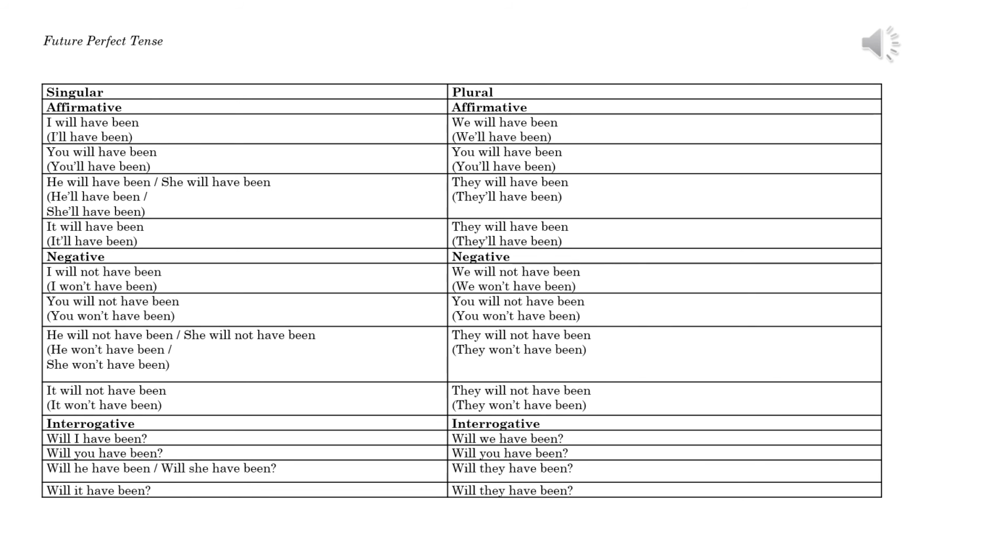Future perfect tense. Affirmative. I will have been. I'll have been. You will have been. You'll have been. He will have been. She will have been. He'll have been. She'll have been. It will have been. It'll have been.